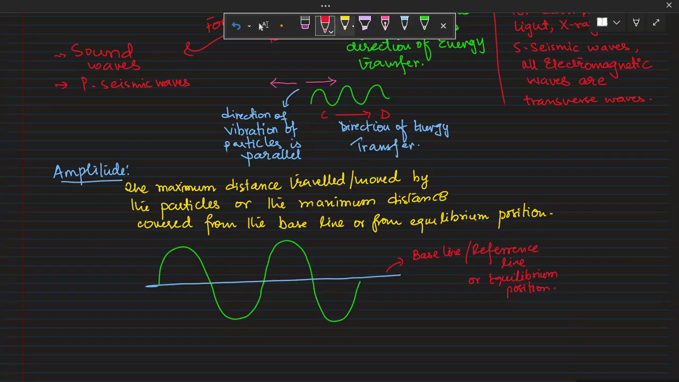So how far the distance is covered, the particle has covered in the wave. We're going to consider this vertical distance, okay? This vertical distance is going to be considered as the amplitude. Is this clear? This arrow shows the amplitude.